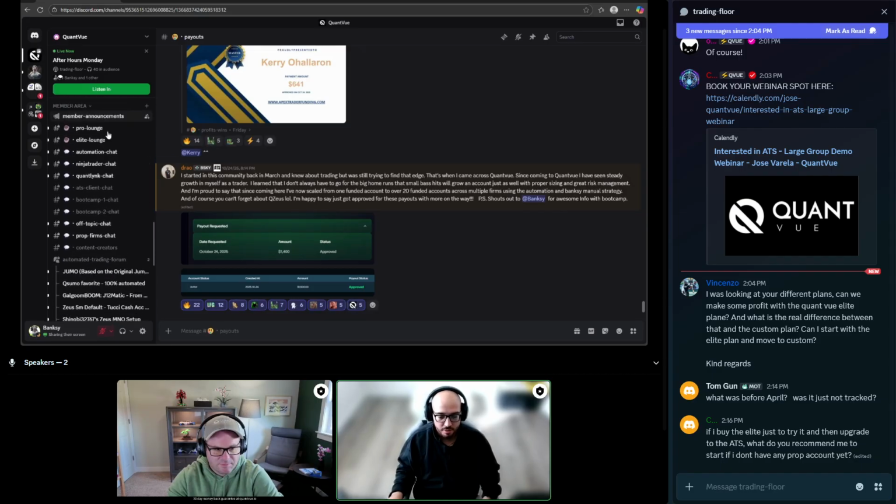And then obviously, down below that, we'll have the member areas. Code Modra said, if I buy Elite just to try it and then upgrade to ATS, what do you recommend I start with if I don't have any prop account yet? Like what type of account you have, or which prop firm to start with? Is that what you mean?